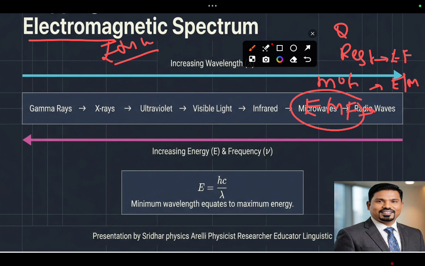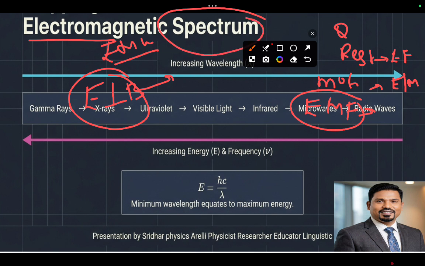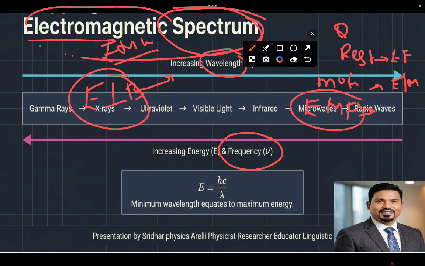In another way, we can define it as: when an electric field oscillates perpendicular to the magnetic field, it creates an electromagnetic field. So what is a spectrum? A spectrum is nothing but a group of wavelengths or a group of frequencies. The electromagnetic spectrum means the components of the electromagnetic field classified according to wavelength and frequency. This is known as the electromagnetic spectrum.